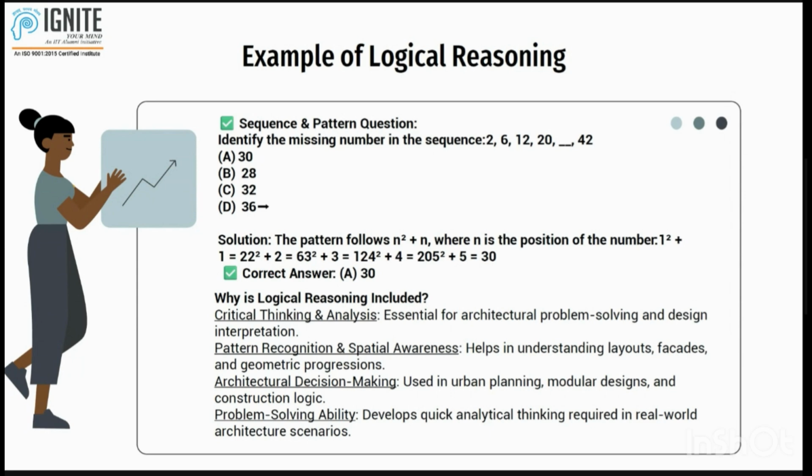The solution, the pattern follows the formula n square plus n. So 1 square plus 1 is equal to 2. 2 square plus 2 is equal to 6. 3 square plus 3 is equal to 12. 4 square plus 4 is equal to 20. 5 square plus 5 is equal to 30. So the correct answer is option A, 30.